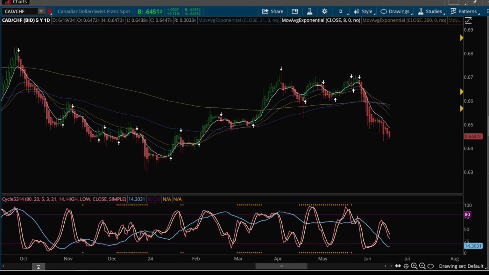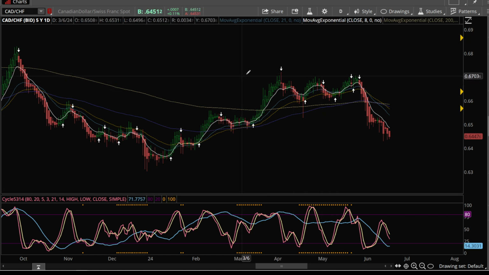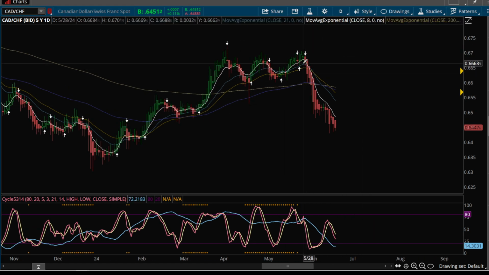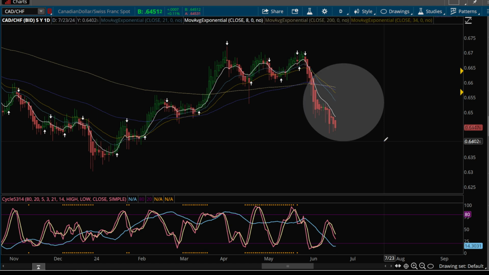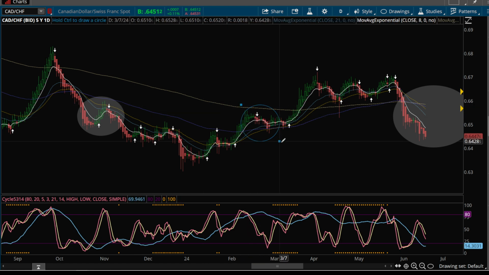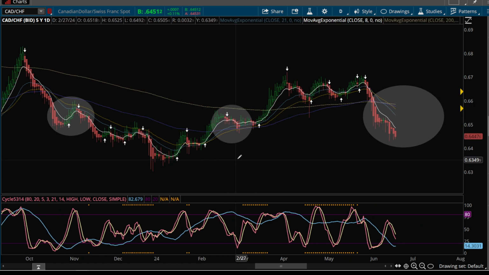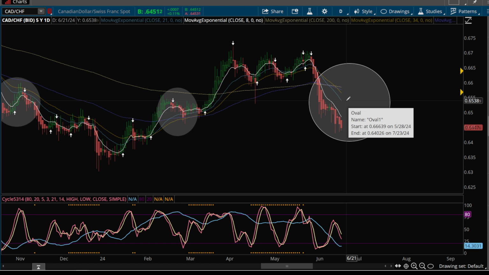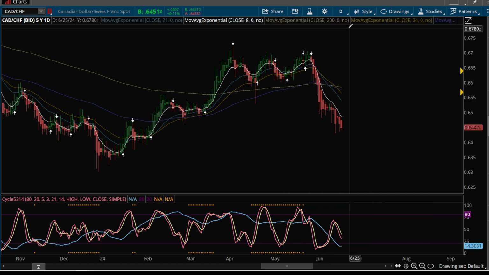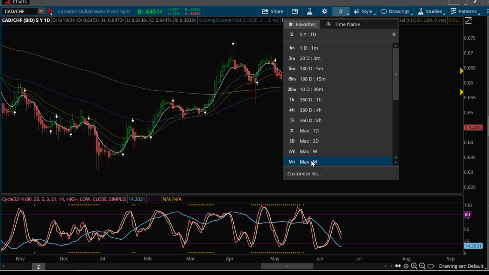So let's run through some stuff. First, I want to start off here with CAD Swiss, right? Because on the daily chart, we are getting a fresh stack right here. So we're waiting on a daily pullback. We're looking for something like this. You're just looking for a pullback to the 34, and when we get that, we want to take it. So CAD Swiss.